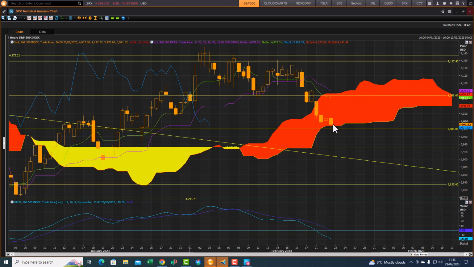The downside risk if support fails here will be this 3933 and then this level here of 3835 on the 4 hour.